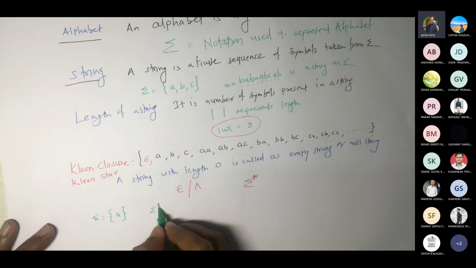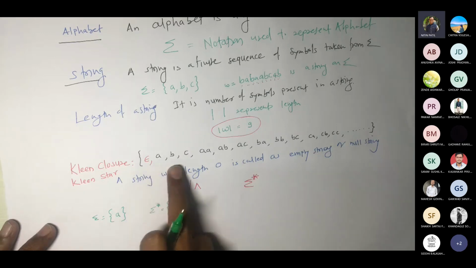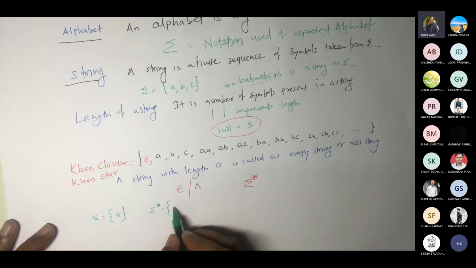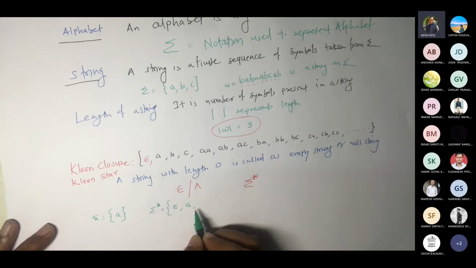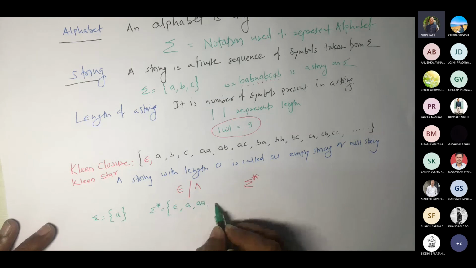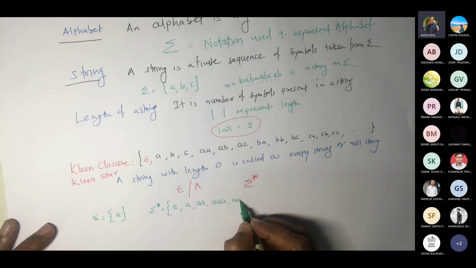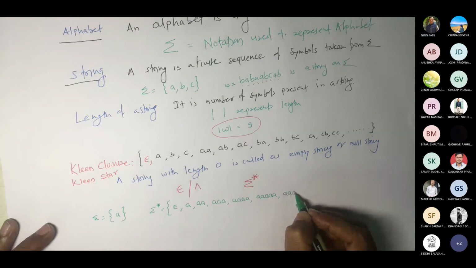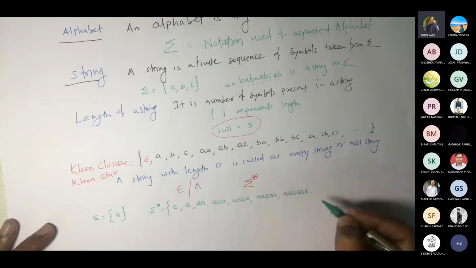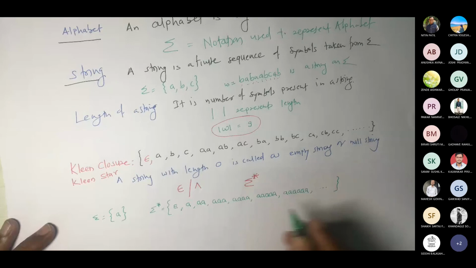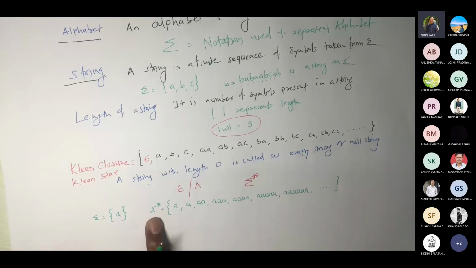Suppose my sigma contains only A. What would my sigma star be? Go with this definition. First of all, length 0, so you write epsilon. Then length 1: A, length 2: A A, length 3, length 4, length 5, length 6, and so on. So this would be sigma star for it.